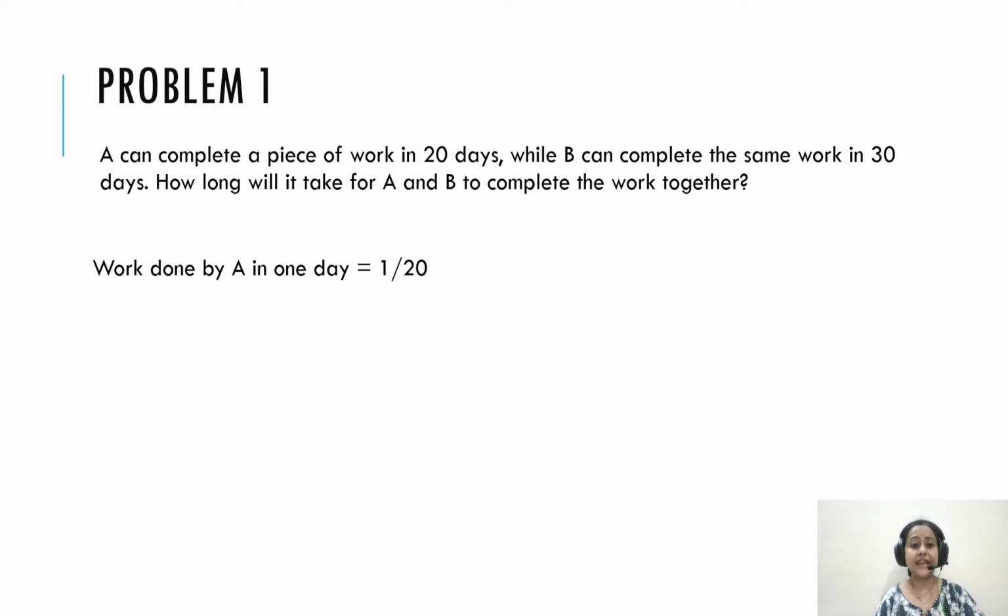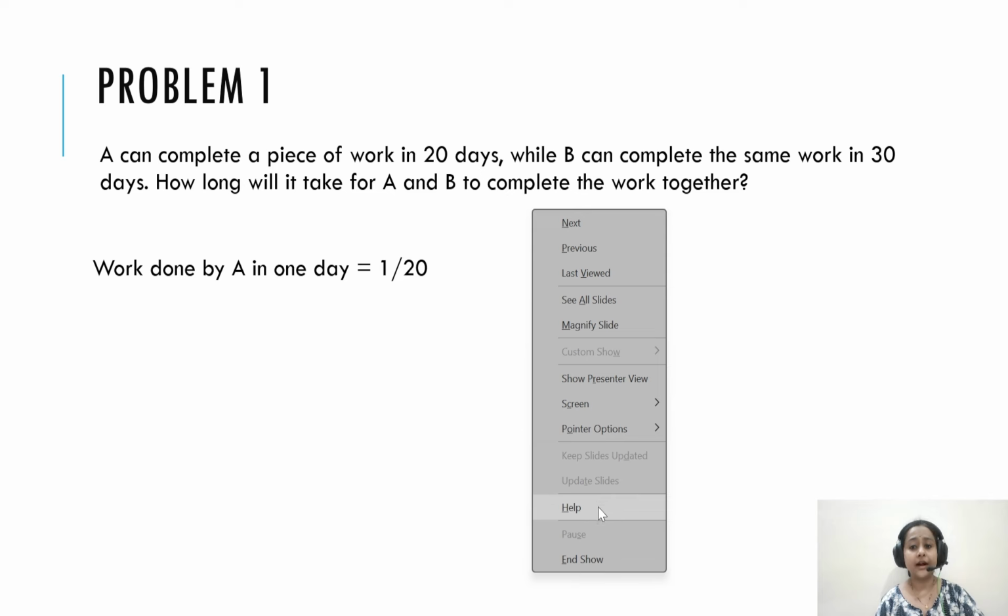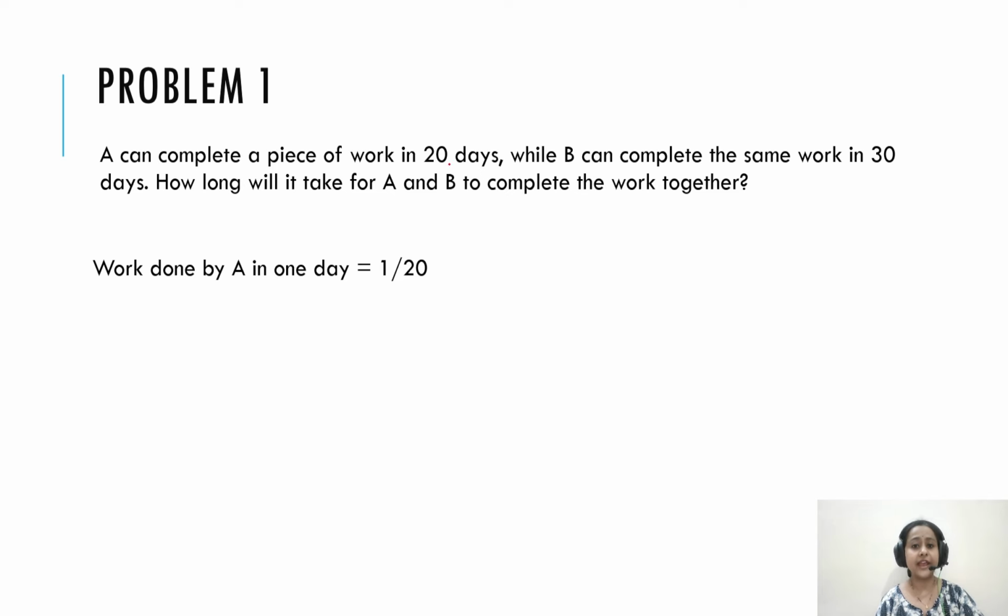So let us first see. Work done by A in one day will definitely be 1 by 20, as we know that A can complete a piece of work in 20 days. So obviously in one day A will complete 1 by 20 of the whole work. In a similar manner, B can complete the same work in 30 days. So B's efficiency rate, that is, the work B can complete in one day, will be 1 by 30 of the total work.